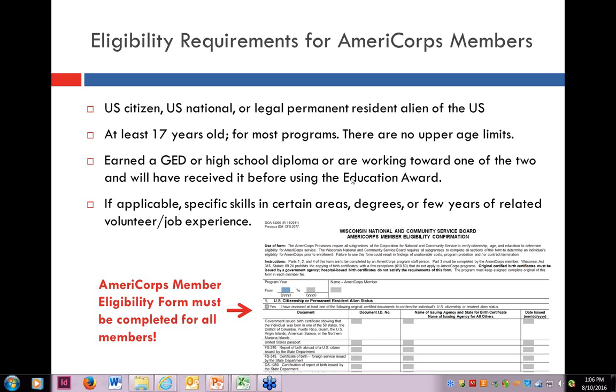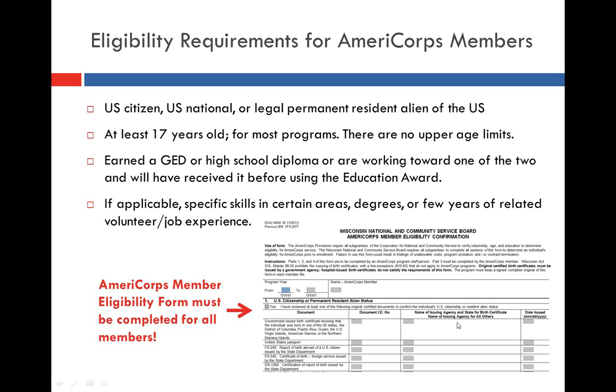All AmeriCorps members have to complete our eligibility form. Now this form, there's an image of it on the screen, at least the front side of it. This has to be completed totally for every one of your members. This also has to be signed and dated before or on the member's start date. This is to ensure that they are eligible to serve.